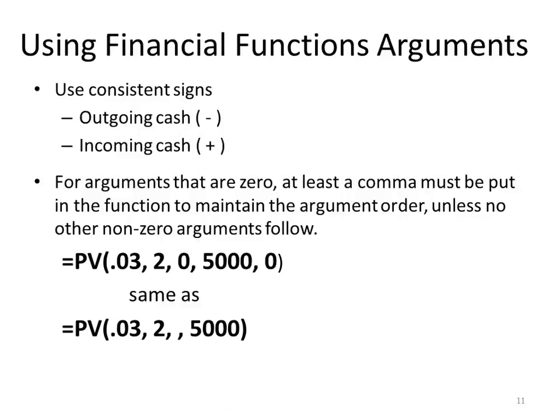Now, for arguments that are 0, at least a comma must be put in the function to maintain the argument order, unless no other non-zero argument follows. So, for example, I have the PV function here. I have an argument of 0.03, an argument of 2, an argument of 0, an argument of 5,000, and another argument of 0. My third argument in that function is a 0. Therefore, I don't have to put that 0 in there. I can just put a comma in as a placeholder, and the function assumes that that's a 0. Likewise, if I have zeros at the end of the function, I don't have to put those zeros in.